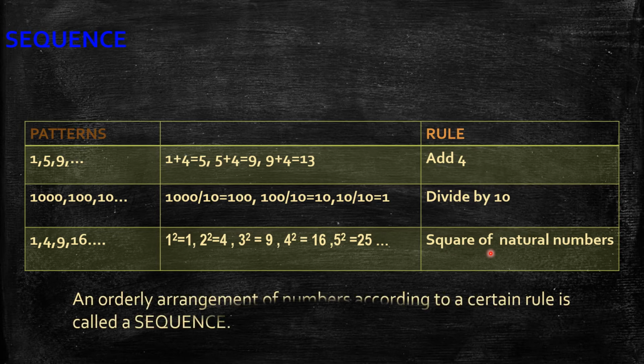So an orderly arrangement of numbers according to a certain rule is called a sequence. So these are all sequences. An orderly arrangement of numbers according to a certain rule is called a sequence. Understood, children?